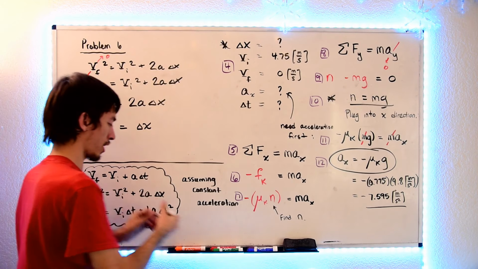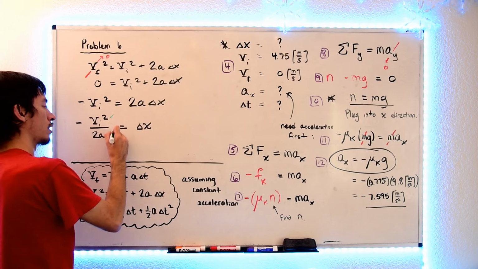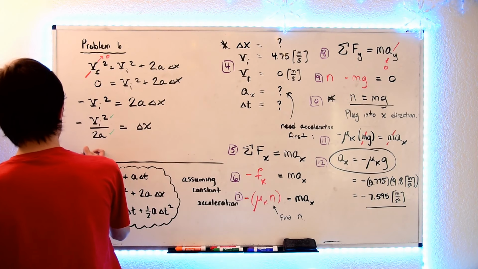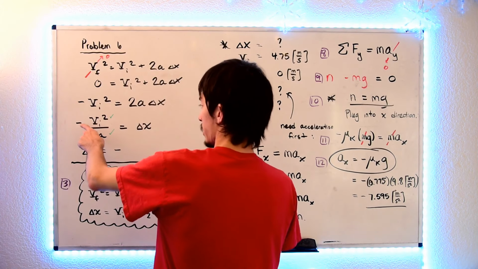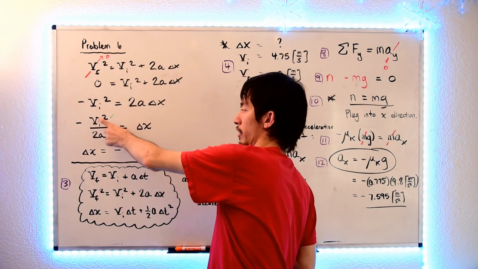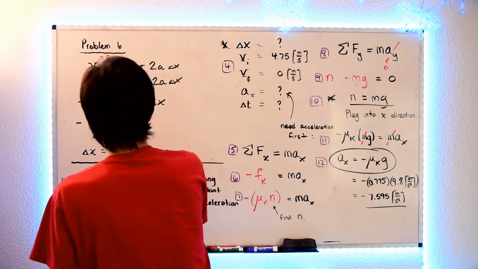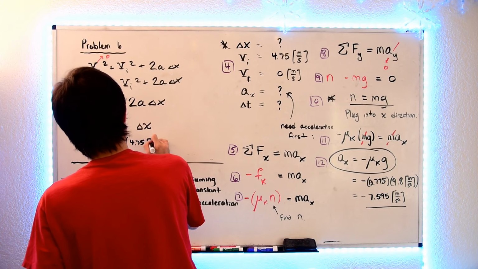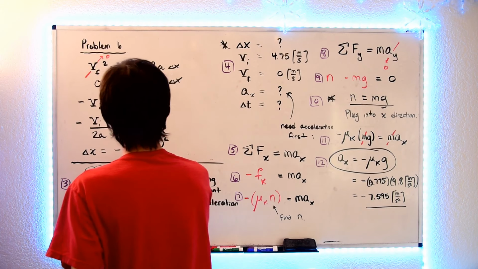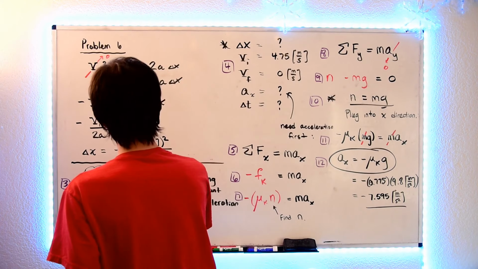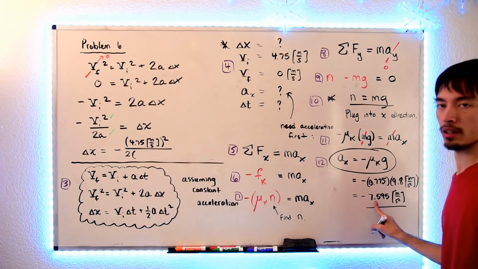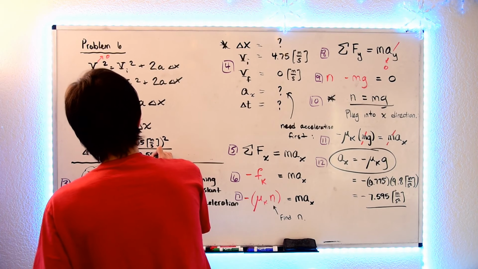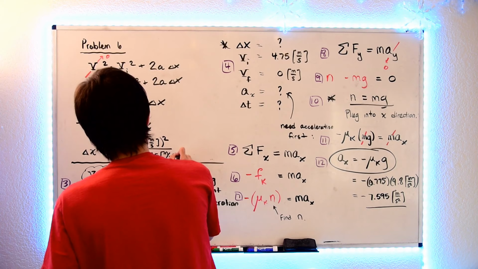At this point, you just check that you have everything. You do. And just plug it in. So we have that delta x equals negative. The negative is not part of the thing that's squared. It's only the initial velocity that's being squared. So we have 4.75 meters per second, squared. Don't forget to square it. Divided by 2 times the acceleration, which is negative 7.595 meters per second squared.